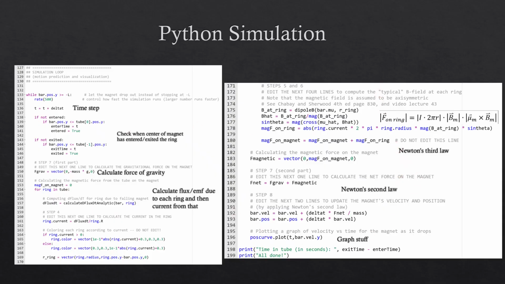It calculates at each time step the force of gravity and also the flux / EMF due to each ring and also the current that gets induced from that. It then calculates the total net repulsive force and then uses that to calculate the net force on the magnet. And we can then use that to derive the acceleration of the magnet, its velocity, and therefore its position.